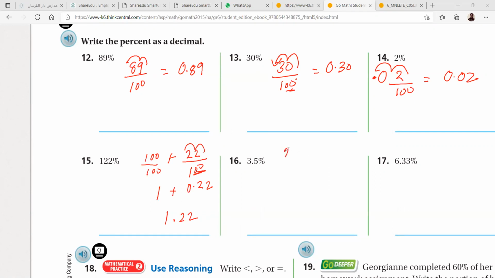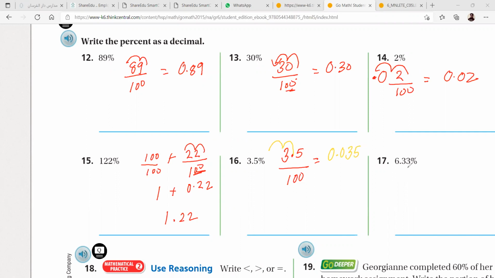Dana, question 3 point, yes, Dana, tell me 3.5 over 100. Okay, now shift the decimal point. From the end or from here? From the decimal point. Very good. 1 and 0.0. Okay. 35. Excellent. You got it.